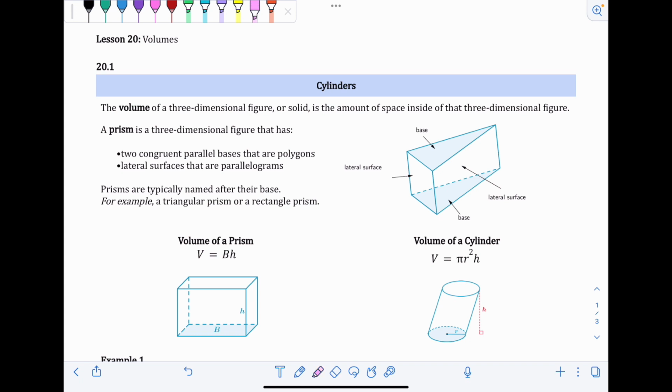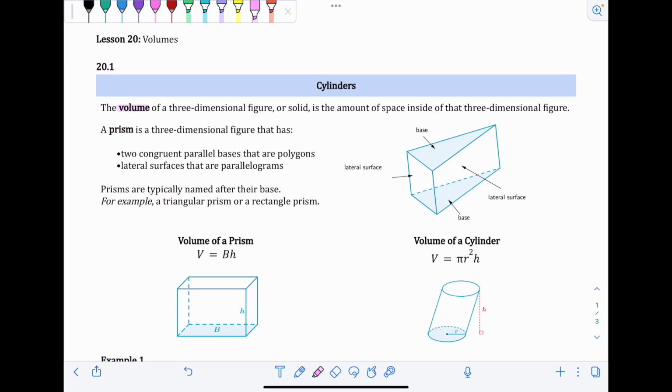So starting at the very top, the volume of a three-dimensional figure or solid is the amount of space inside of that three-dimensional figure. With a two-dimensional figure like a square, you can find the area, and with a three-dimensional figure like a cube, you can find the volume, and the volume is how many cubic units I can fit within that figure.